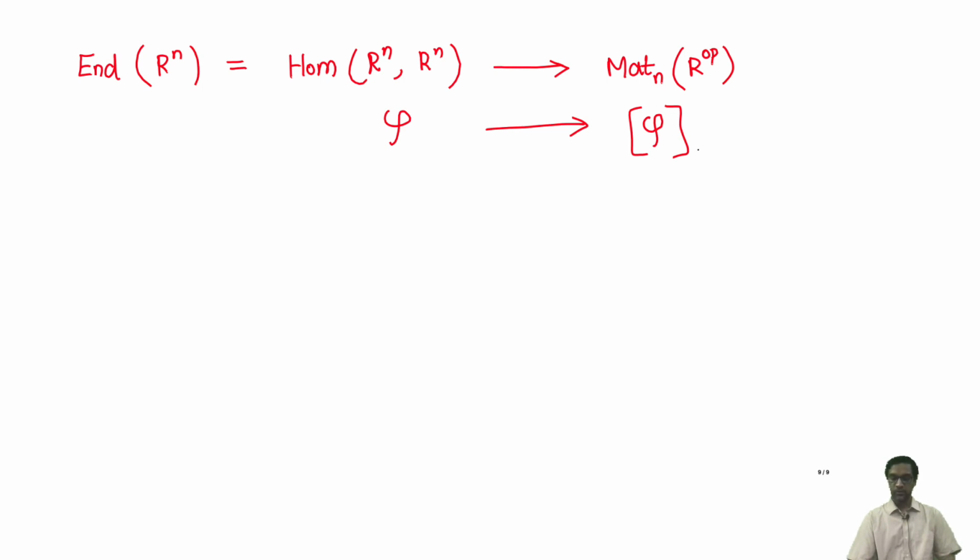And now the beauty is that the space End R^n is actually a ring. So here's a little exercise. Observe that End R^n is a ring under composition of maps. So this is a ring under pointwise addition and composition. Addition is pointwise addition and the multiplication is the composition of maps.